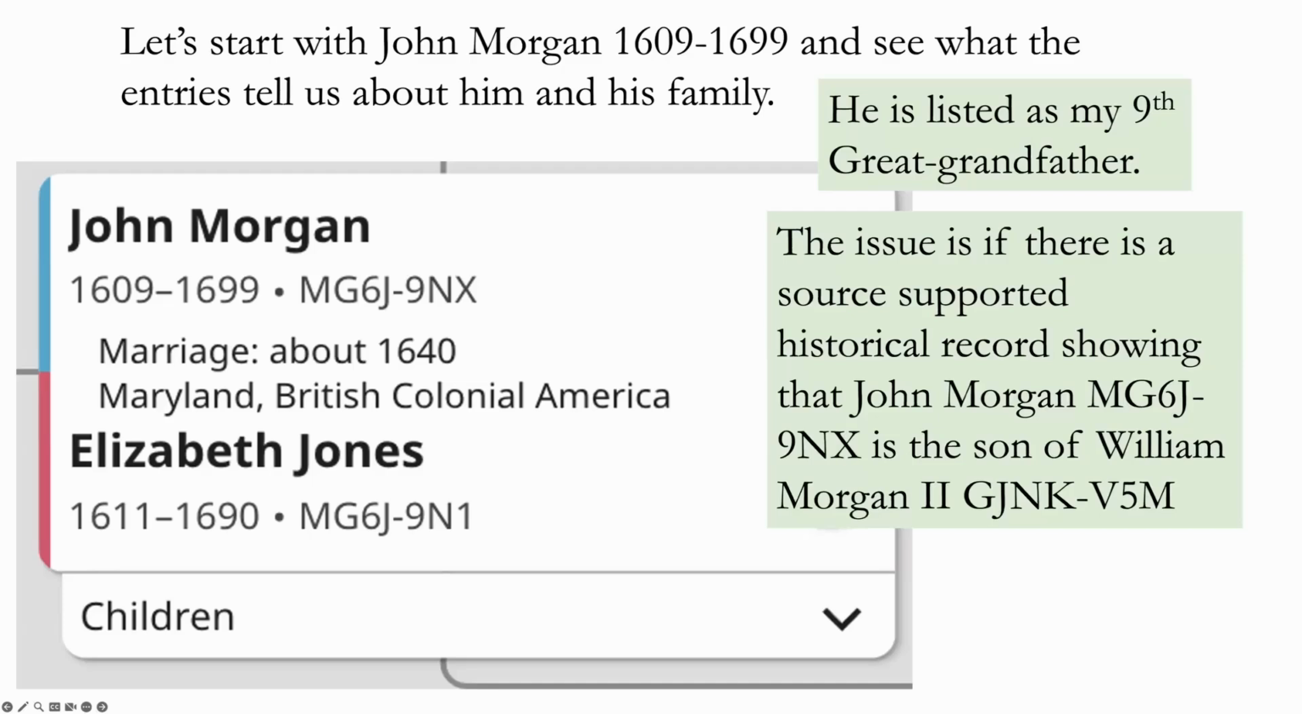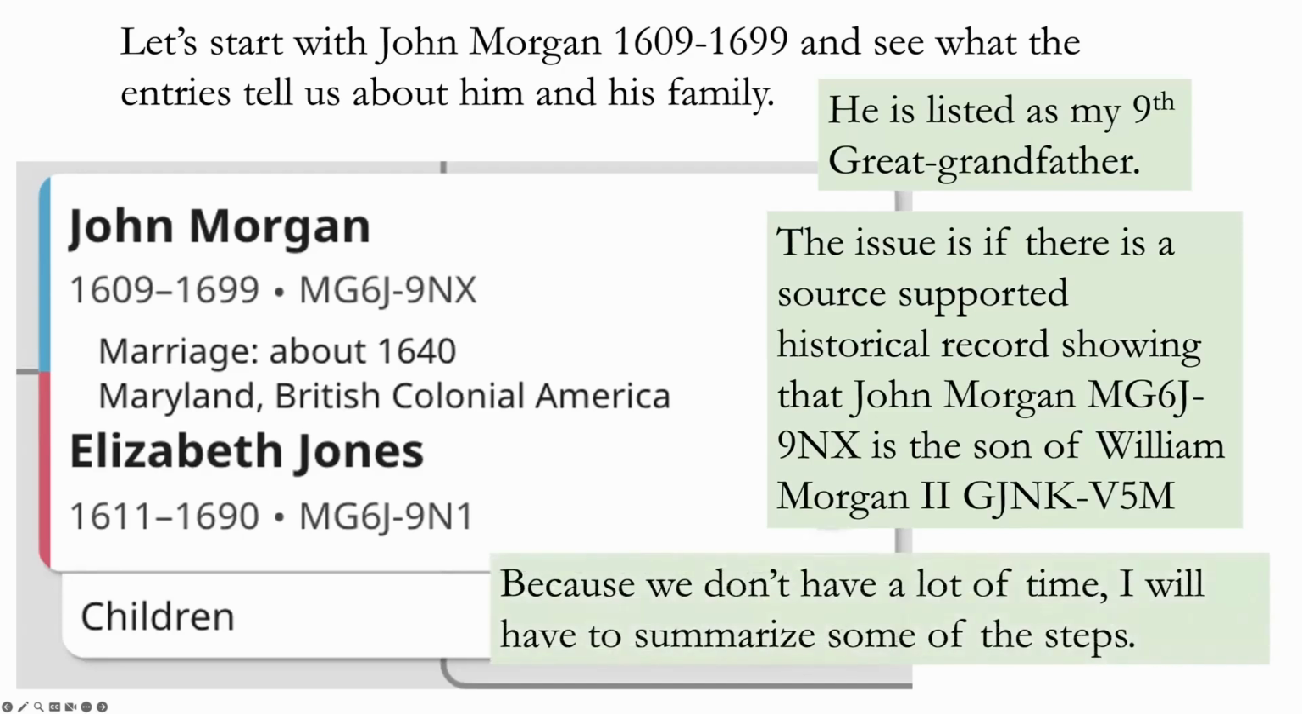So the question I have is to reformat it into a research goal here: to determine whether John Morgan with that ID number on FamilySearch is the son of William Morgan II with that ID number on FamilySearch. That's another kind of shorthand way of referring to people on the FamilySearch family tree. And I'm going to have to summarize a lot of the steps. This is a 1 hour presentation, and I don't have time to go into all the information that I would be looking at and all the work that I would do.